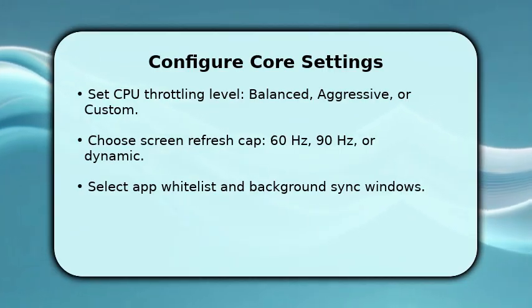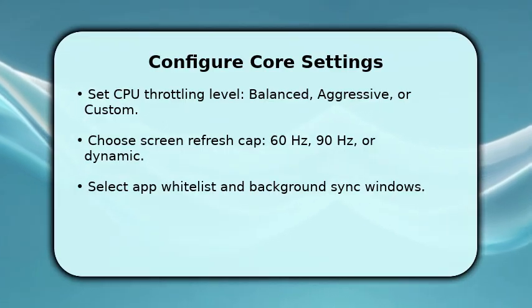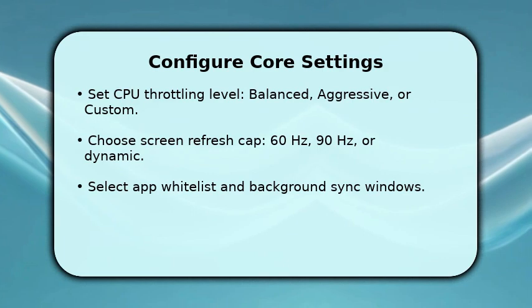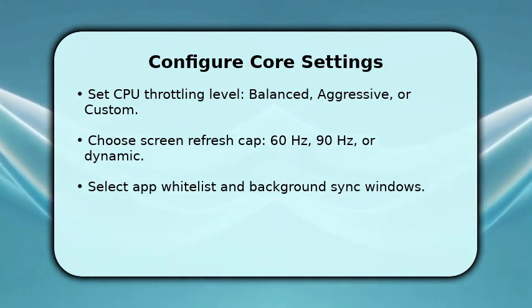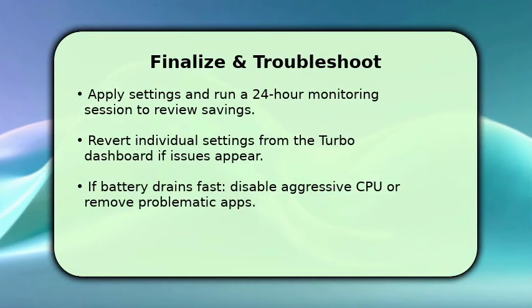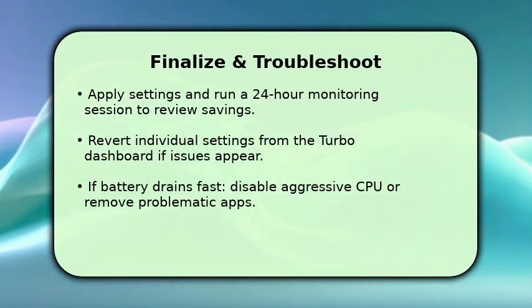Make sure to choose which apps are whitelisted so essential services still run. Also set background sync windows to restrict network use. These choices determine how aggressively Turbo saves power and how responsive your device stays. Finish by applying your settings and starting a 24-hour monitoring session to measure real savings and behavior.